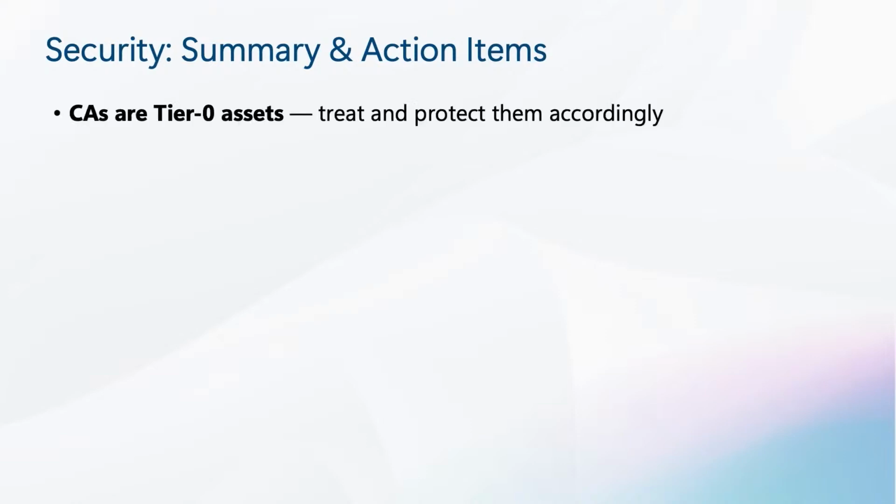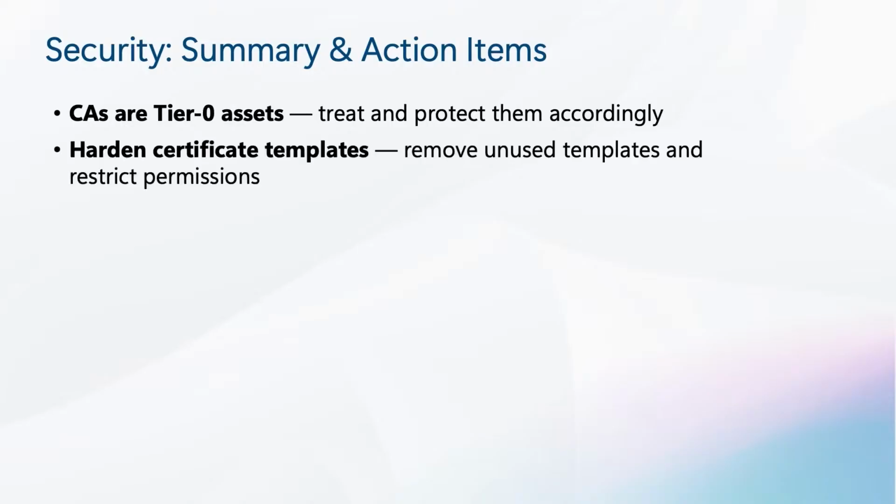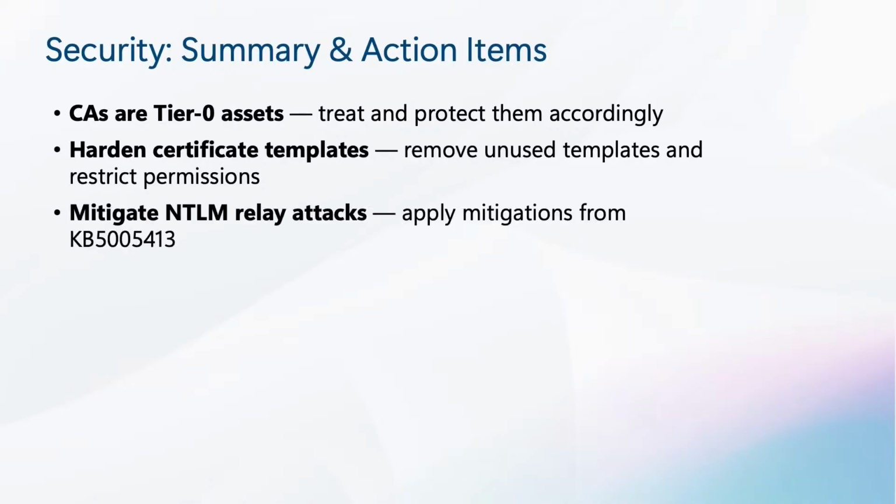Let's wrap up with a quick summary and a few key action items. To summarize, CAs are tier 0 assets and must be secured and protected accordingly. Start by reviewing and hardening your certificate templates. Remove unused templates and restrict permissions. If you have installed ADCS role services with HTTP interfaces, review your NTLM settings and apply the mitigations from the NTLM KB.